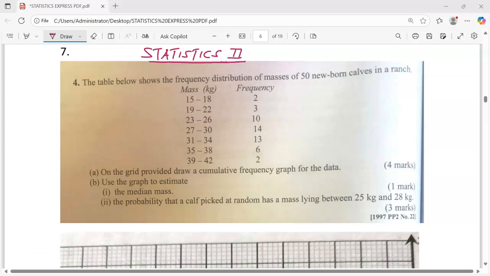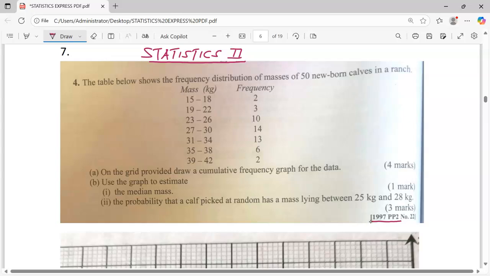We are presenting a question that was done in KCSE 1997, paper 2, question number 22, statistics 2. The question reads: the table below shows the frequency distribution of masses of 50 newborn calves in a ranch. We have the mass in kilograms and the frequency, which represents the number of calves. The first part of the question: on the grid provided, draw a cumulative frequency graph for the data.